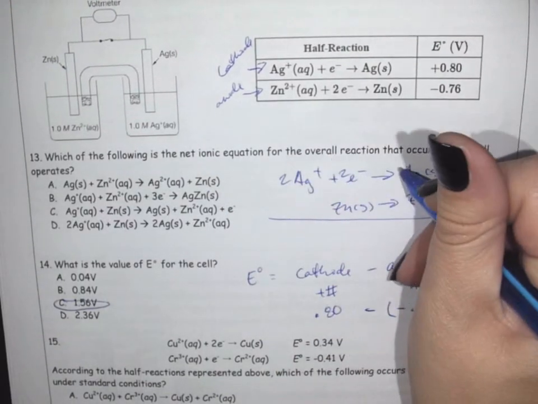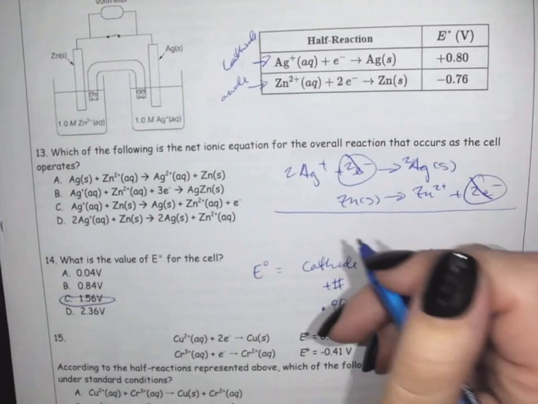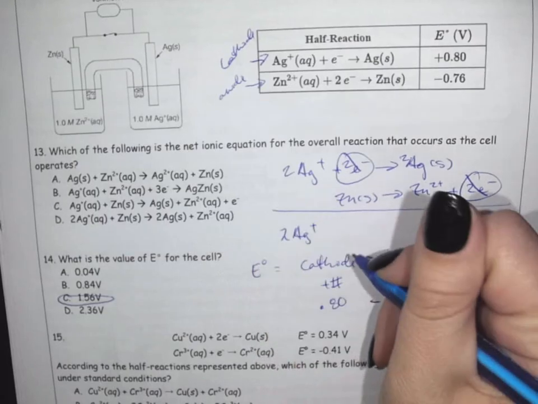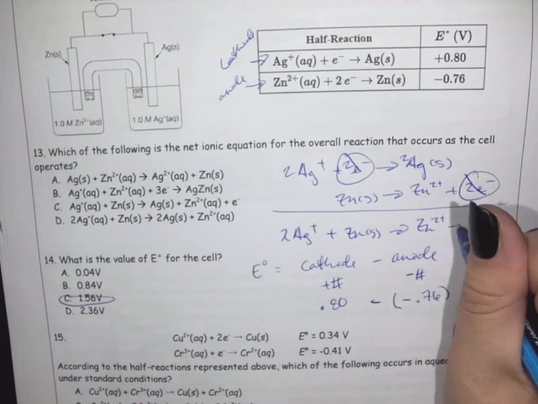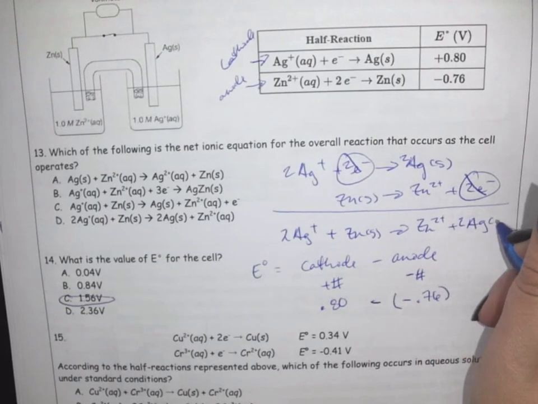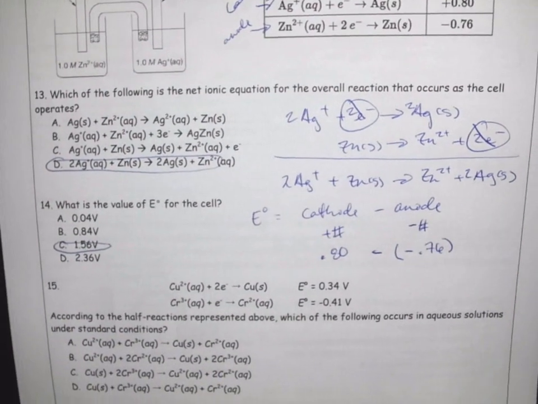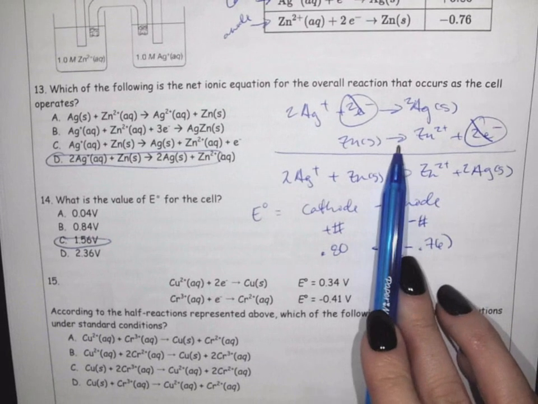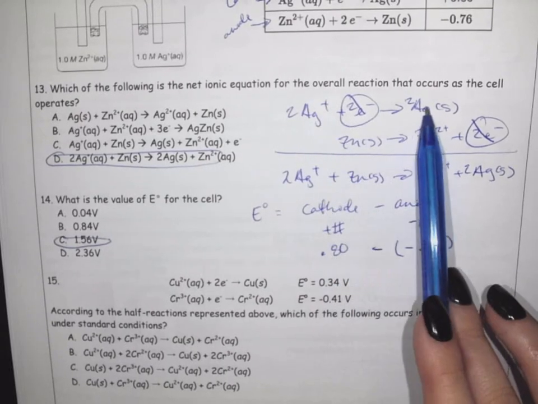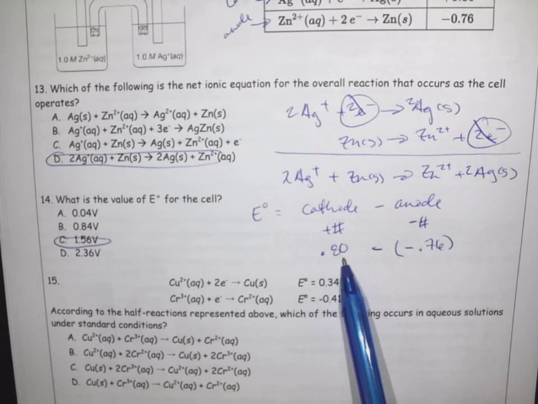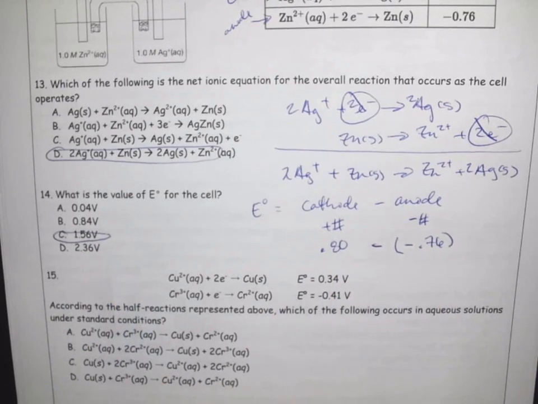So 2 silver plus, 2 electrons, and 2 silver solid. This means that the electrons will cancel and we'll be left with 2 Ag+ plus zinc solid results in zinc 2+ and 2 silver solid. And that's why D is our final answer. But I do want to point something out. Even though we flipped this equation, I didn't change the number down here. And just because I doubled the top one, I didn't change the number here. I didn't double it. So just do the most positive minus the most negative when it comes to the voltage.